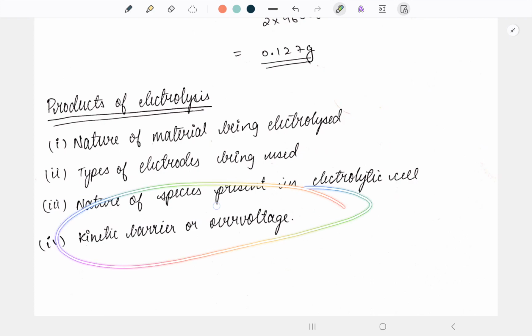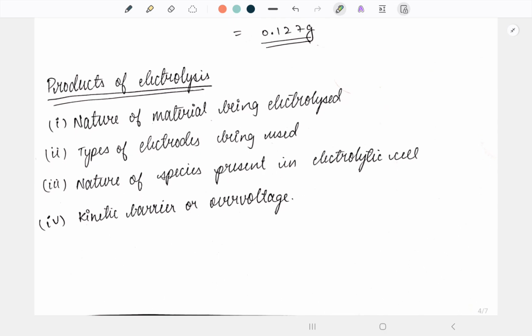And the kinetic barrier, or the overvoltage. Some of the thermodynamically feasible electrochemical processes are so slow kinetically that they do not seem to function at low voltage. Hence, extra voltage or overvoltage is required for them. Now let us study some examples of electrolysis.